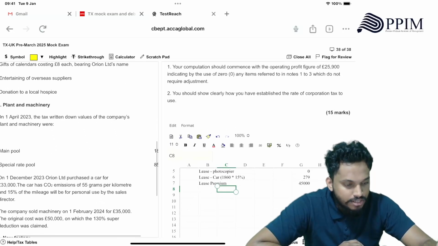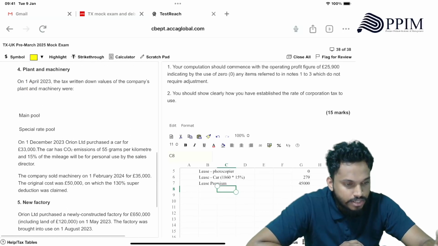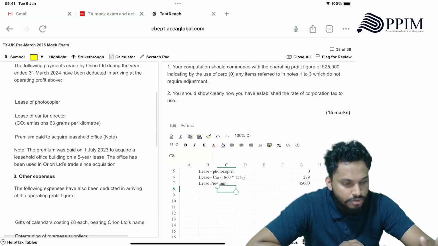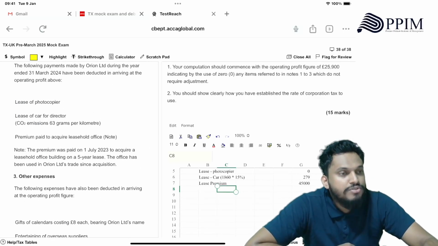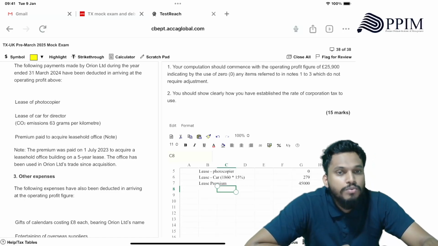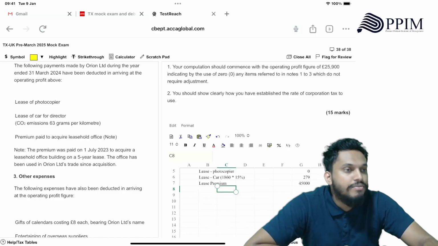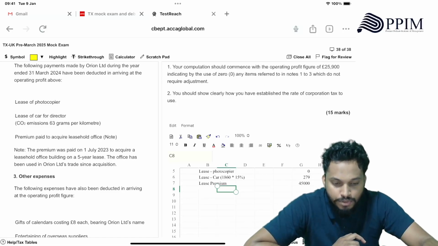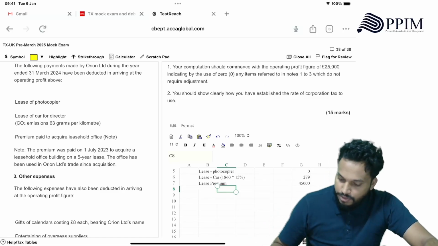So in this case, the lease premium, when it comes to the question, the premium was paid on 1st of July to acquire a leasehold property for the 5 years lease. So the office has been used since the trade acquisition. So now there is a portion that is allowable for us. There is a portion to calculate the allowable expenses on lease premium.